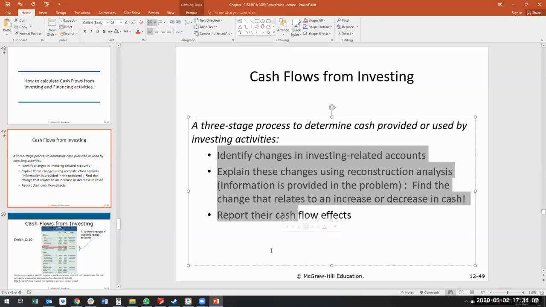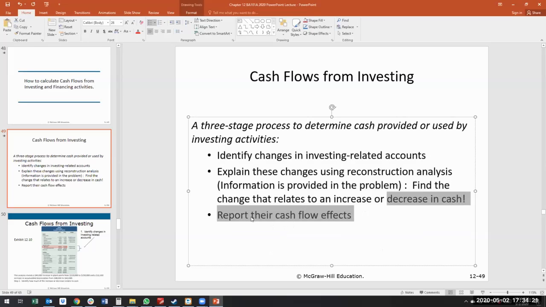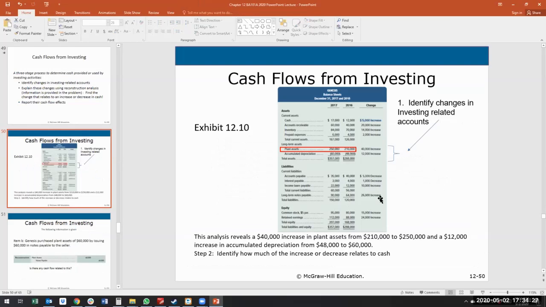What we need to do as accountants is identify changes in investing related accounts, explain the changes, and then find changes that relate to the increase or decrease in cash, and then report their cash flow effect. What we're really going to be focused on is always the changes, so the increase and decrease in each account. So plant assets, in this example, went up $40,000, and accumulated depreciation went up $12,000. So this is the analysis. This is step one, identifying the changes.